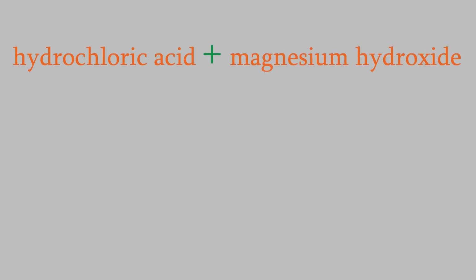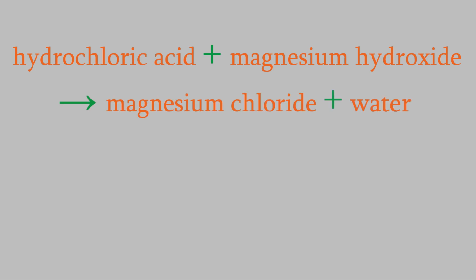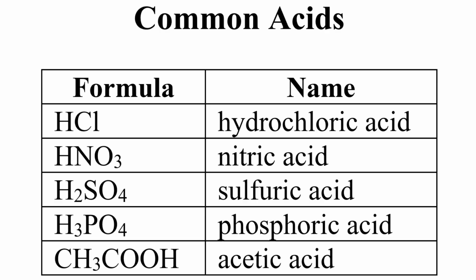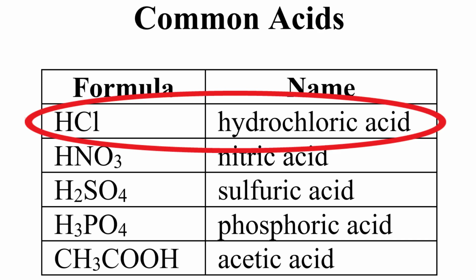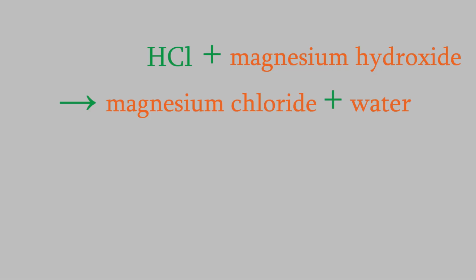So, for our reaction, we'll combine hydrochloric acid and magnesium hydroxide. The result will be magnesium chloride and water. So our first job is to figure out the formula for each of these. You might remember that hydrochloric acid is one of the acids I told you about in the last video, which has its own special name. Its formula is HCl. If you haven't learned this list, you should do that soon because we'll use them often from now on. Next is magnesium hydroxide.